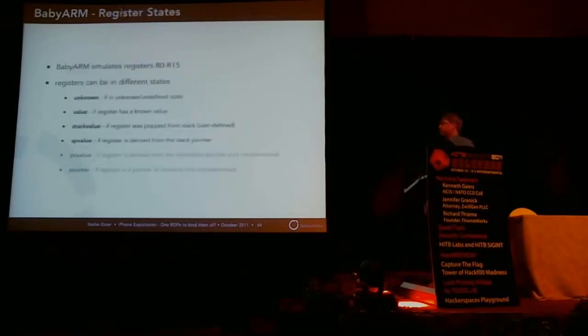For registers, it's a little bit more complicated. We have far more states. We have the unknown state, which means we don't know the value of the register. For example, right after the exploit is happening, we actually know the value of a register. We know the value was popped from the stack. It's a stack value, and it's user-defined because we can define it in a ROP payload. Or it's a stack pointer value, which means basically it's a copy of the stack pointer.